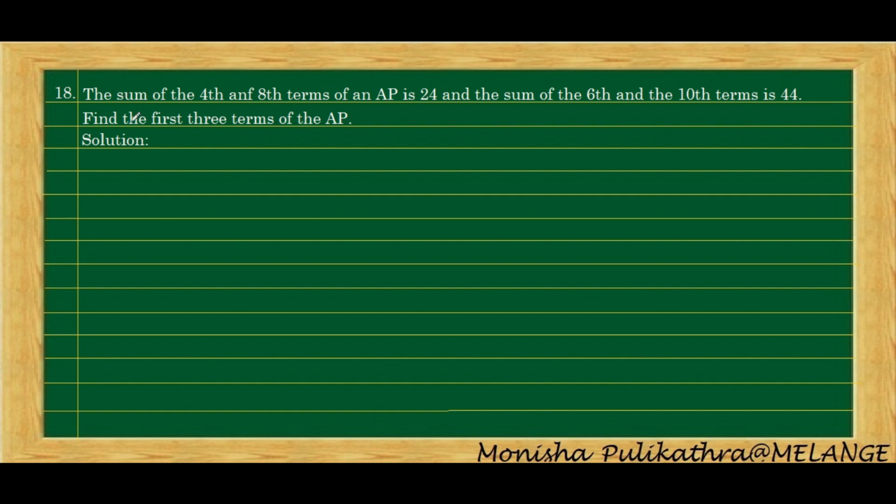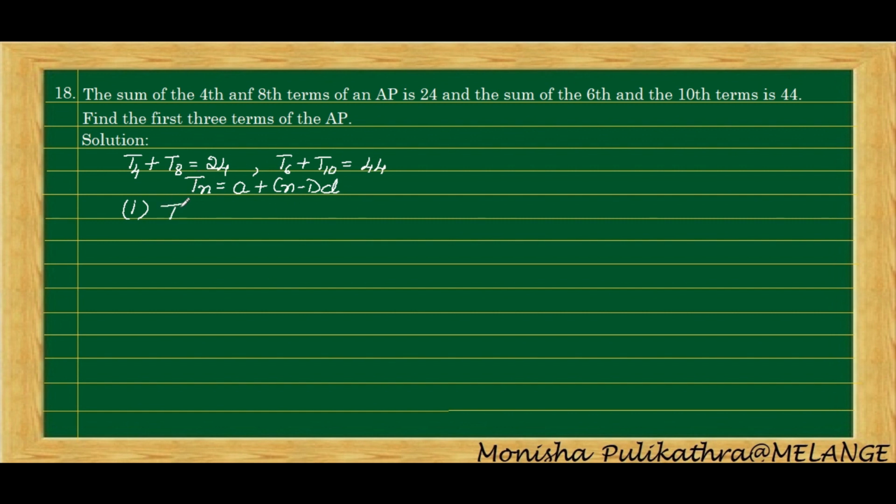As per the question, we need to write the equations here. The first is the sum of the 4th and 8th terms of an AP is 24, where sum means plus symbol. This will be the first equation, and the second is the sum of the 6th and the 10th terms of an AP is 44. By solving these 2 equations, we need to find A and D. In general, you write down the Tn formula, that is Tn is equal to A plus n minus 1 into D. Every time there is no need of writing the formula. Once you write it, you just go on solving the problem.